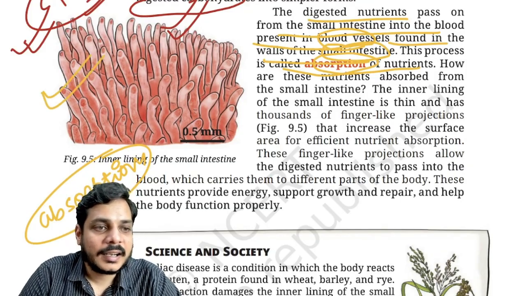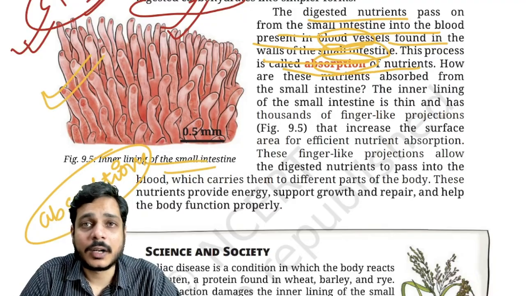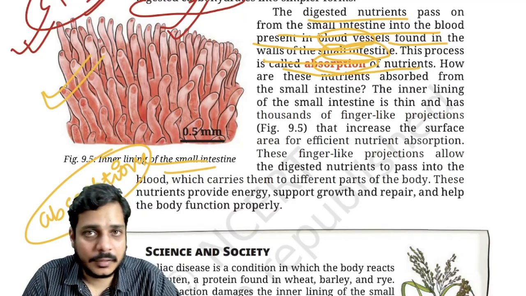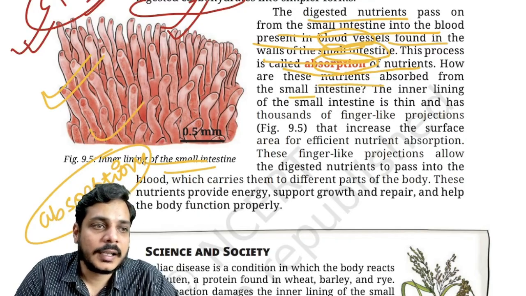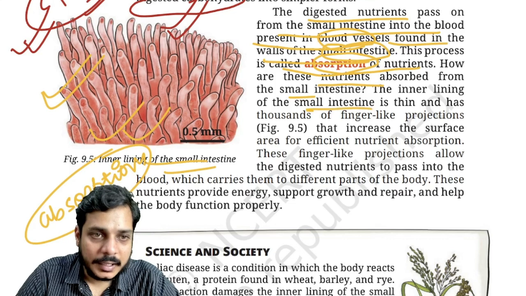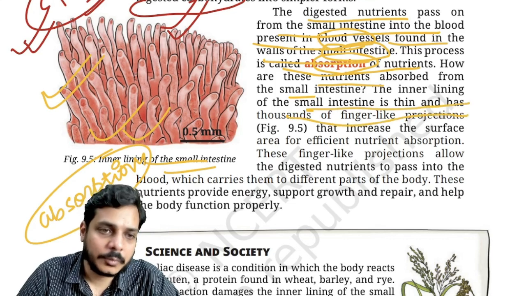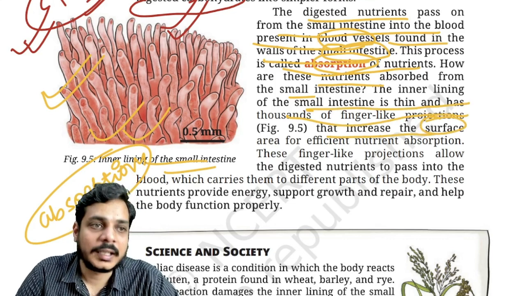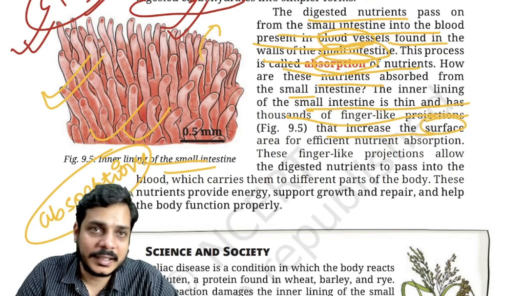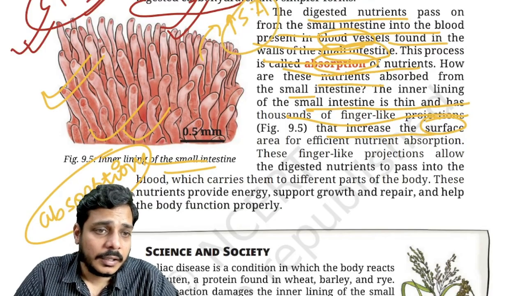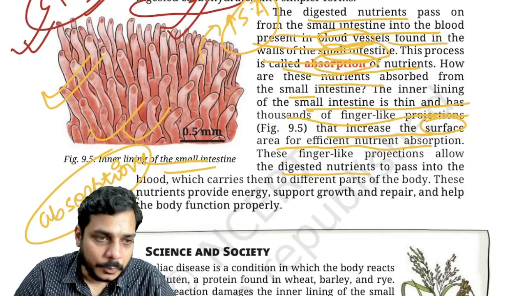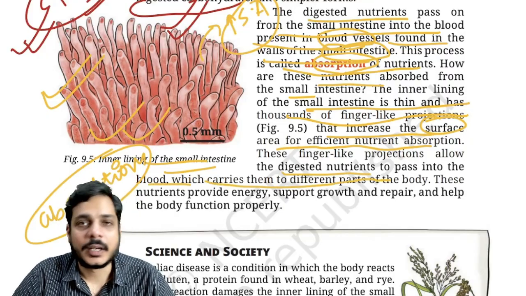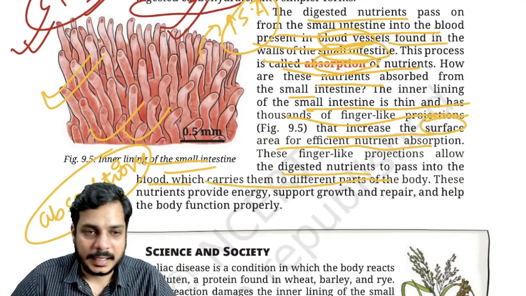This is the inner lining of the small intestine. This is particularly important for us to absorb the nutrients that have been converted from their complex forms. So see how these nutrients are absorbed in the small intestine. It is through these finger-like projections. The intestine is thin and has thousands of finger-like projections. Why is this needed? Because it increases the surface area largely, for efficient nutrient absorption. So the digested nutrients pass into the blood, which carries them to different parts of the body, and therefore we are able to perform our life processes.